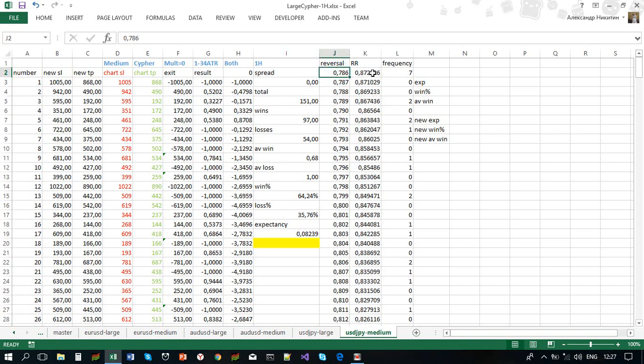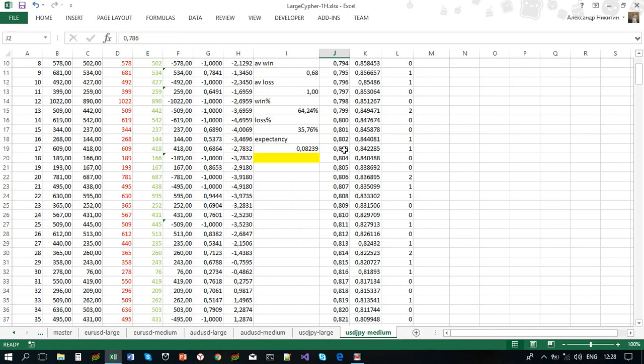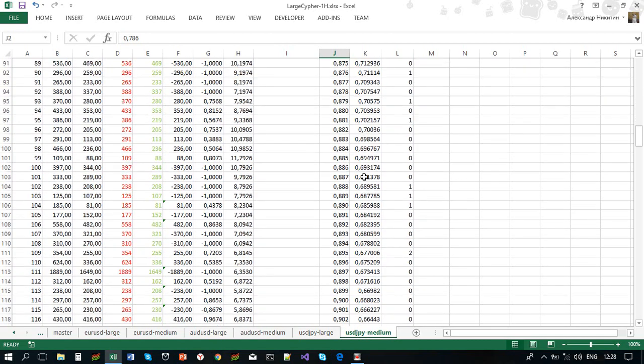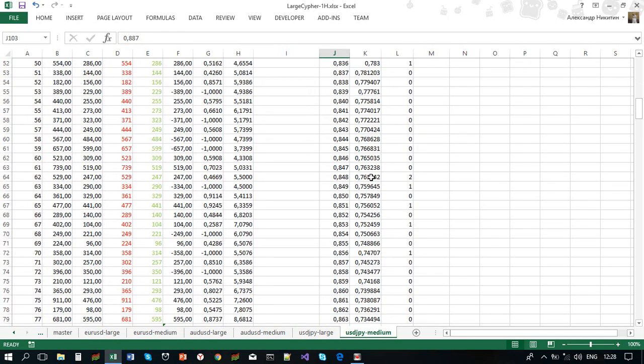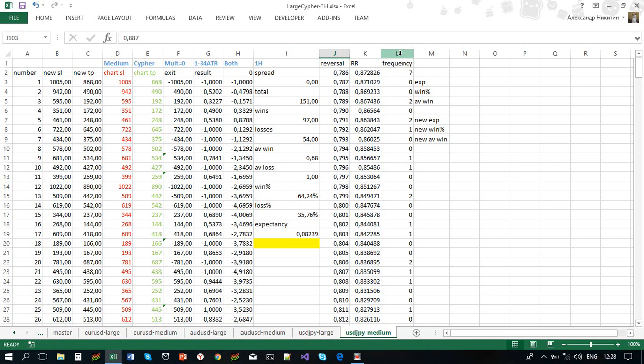If it reversed at 786, then the risk to reward is 0.872826, and vice versa. If it is 0.872826, then the reversal took place at 0.786. And in each and every situation we have its unique reversal points. And this column is the frequency column. How often we have, how many patterns we have reversing exactly at 786, 787, and so on and so forth.